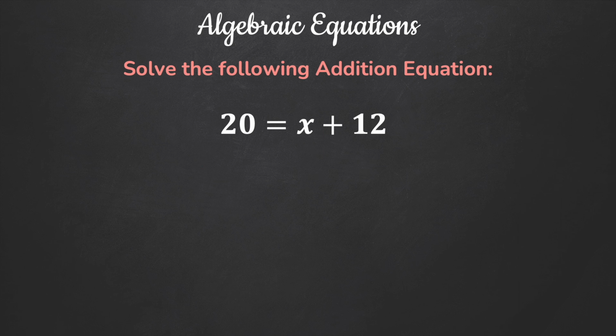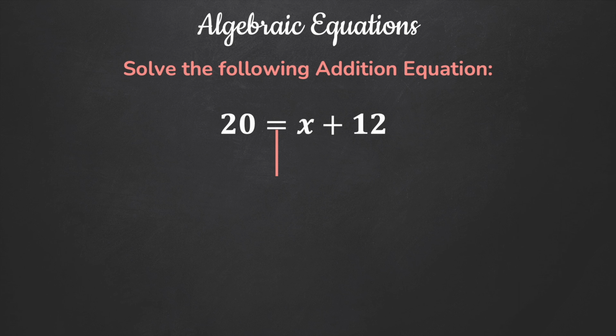Here we have 20 is equal to x plus 12. Notice here that our x is on the right side of our equation this time, but that's okay because our goal is still to get x by itself so we could find the value of x. In order to do so, we're going to start off by drawing a line straight down from our equal sign so that we could clearly see both sides of our equation.